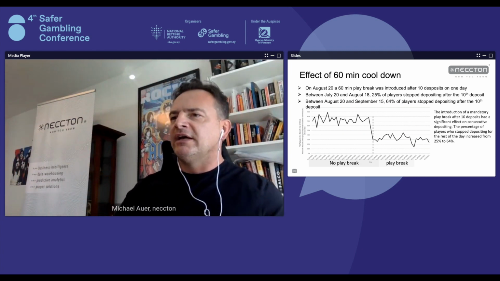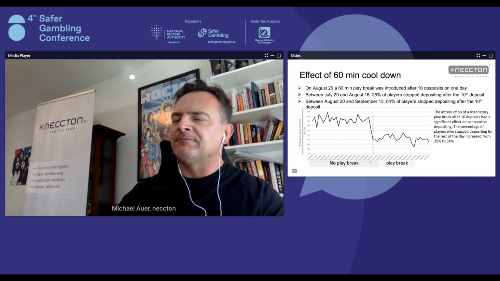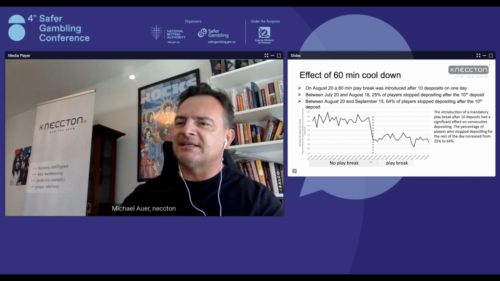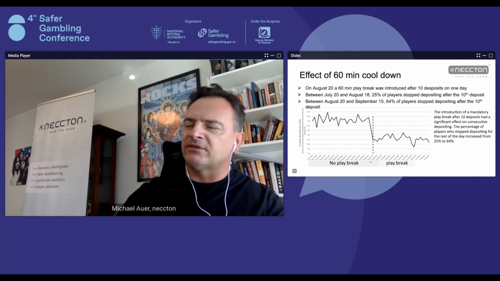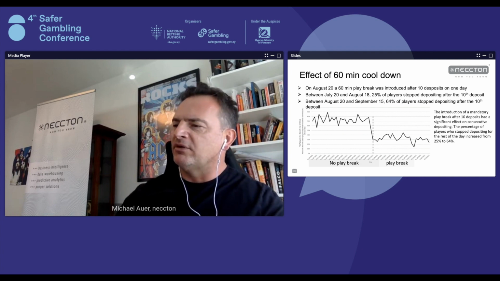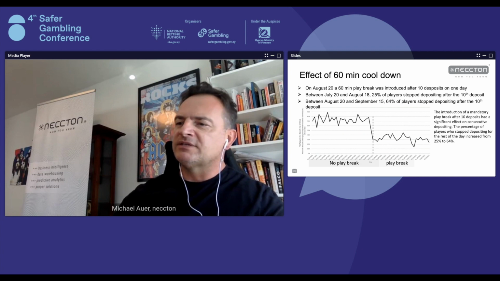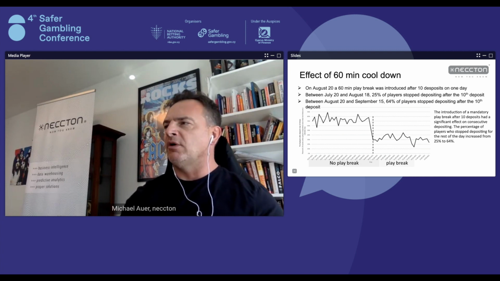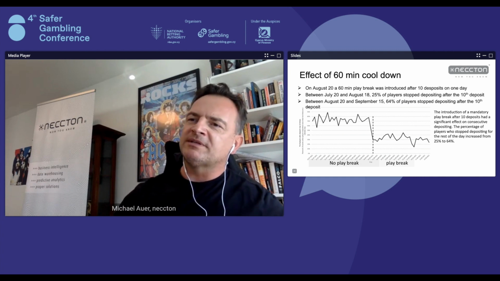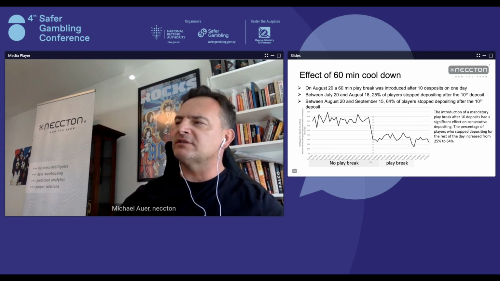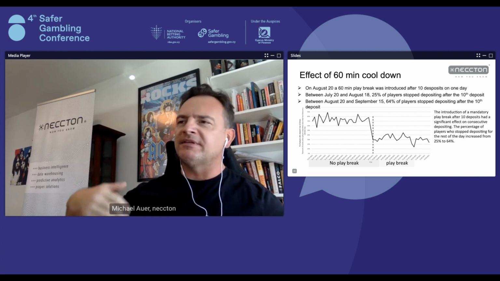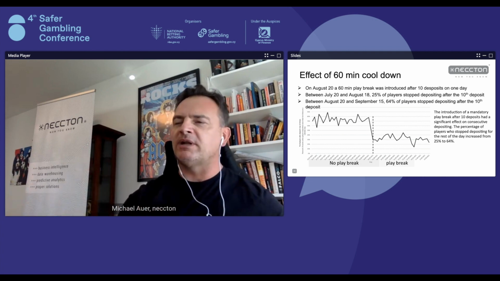change activity? What you see here on the x-axis are the days that we collected data from. That's from July 23rd to September 15 this year. And you see here until August 20, there was no play break. So that's basically our control period. Here we see what percent of players deposit an 11th, a 12th, etc. time, and there is no play break.